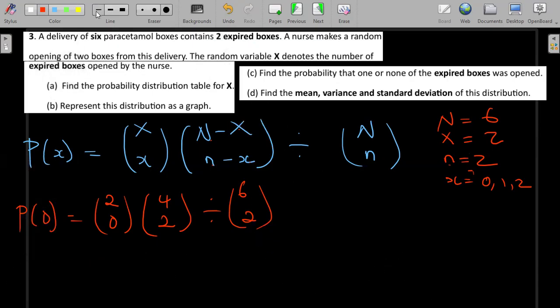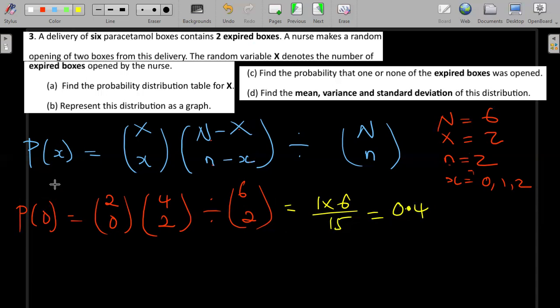Okay, so when I punch these values, what am I getting? I'm getting this. This value here: 2 combined 0 is giving me 1, multiplied by 4 combined 2 is giving me 6, and then divided by 6 combined 2 is giving me 15. So this is going to give me the probability of 0.4.